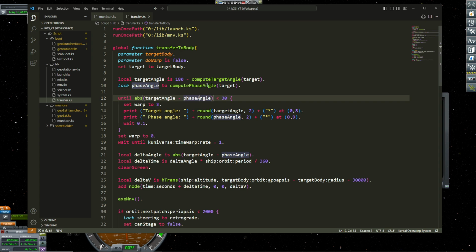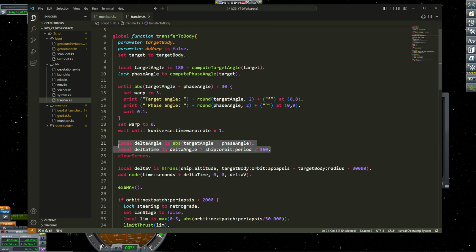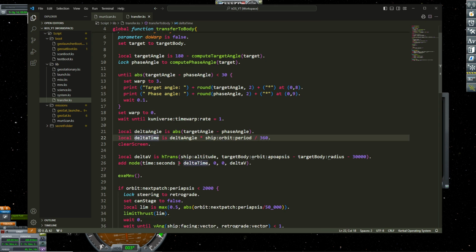So I warp until this is true, and when this is true, I calculate this, and this helps me to put my angle correctly. Here I have no wait 0 or wait 1, so this is executed very quickly by kOS in one physics tick. So there is no change of the target angle and the phase angle between that moment and that moment. Okay, so I create the node.